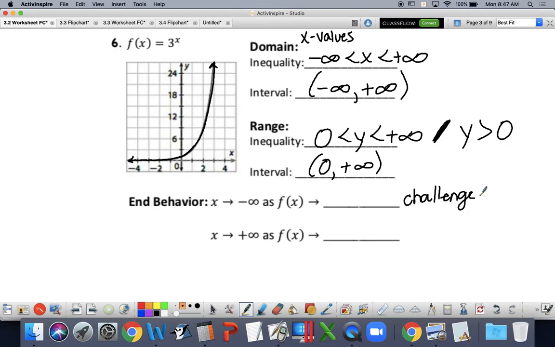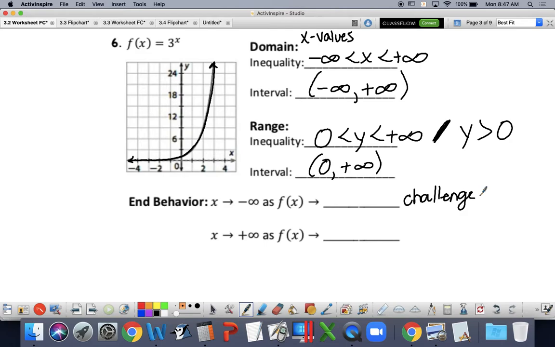I want to keep that for the review for the test because I have a feeling you guys are going to do just fine on 3.4 and 3.5. I leave the easiest sections at the very end for this unit. This stuff is hard, all right? It really is challenging. All right, end behavior.